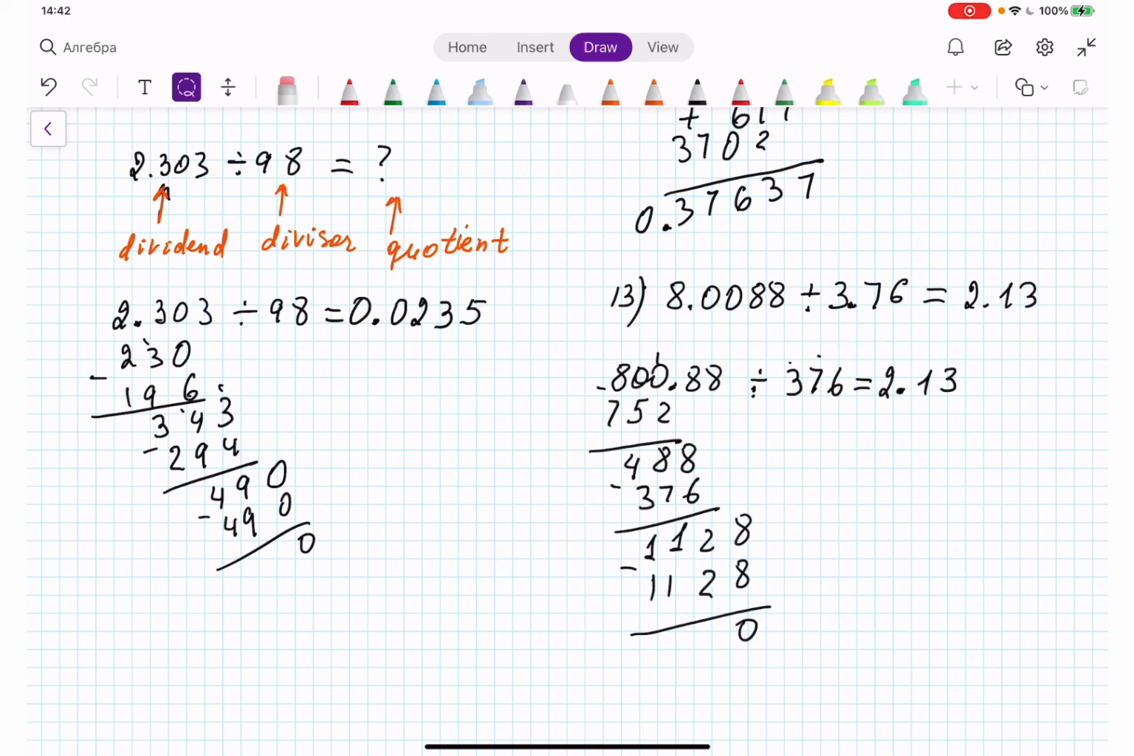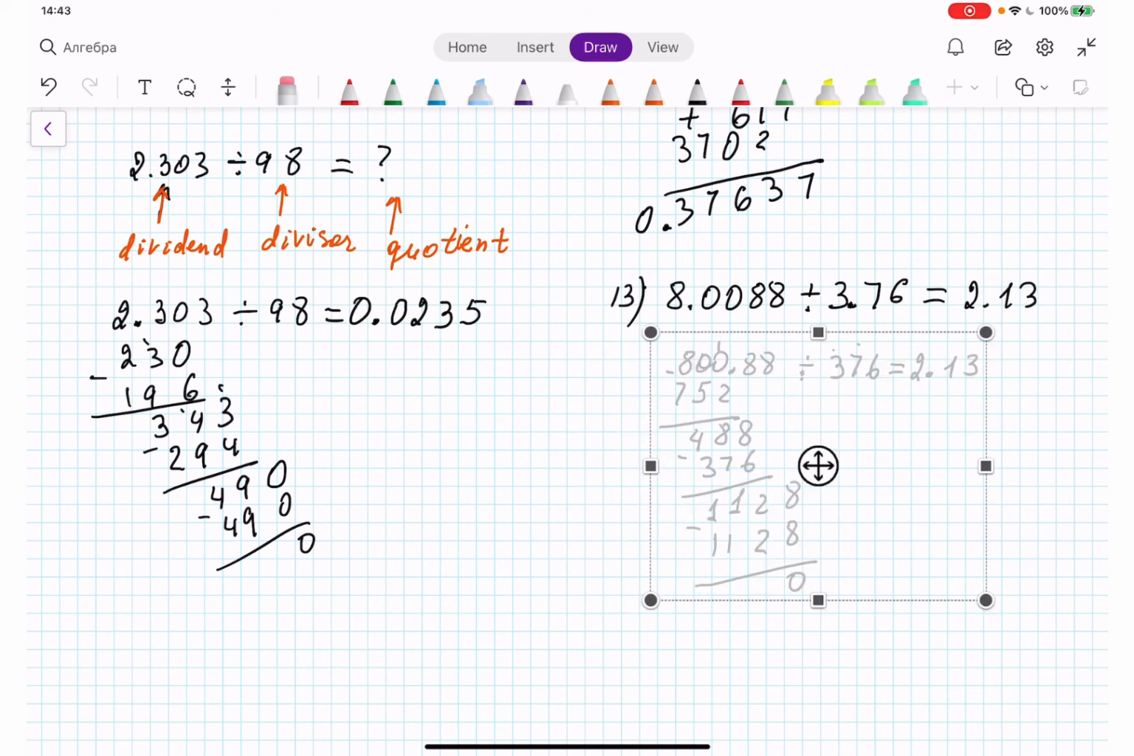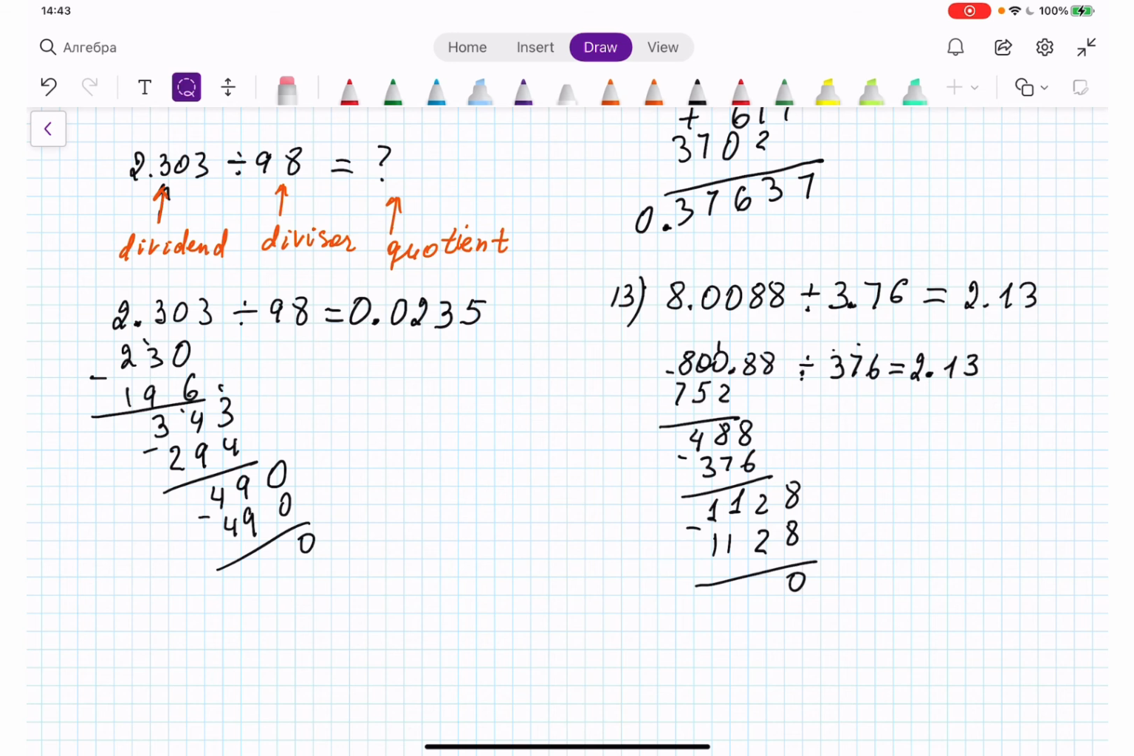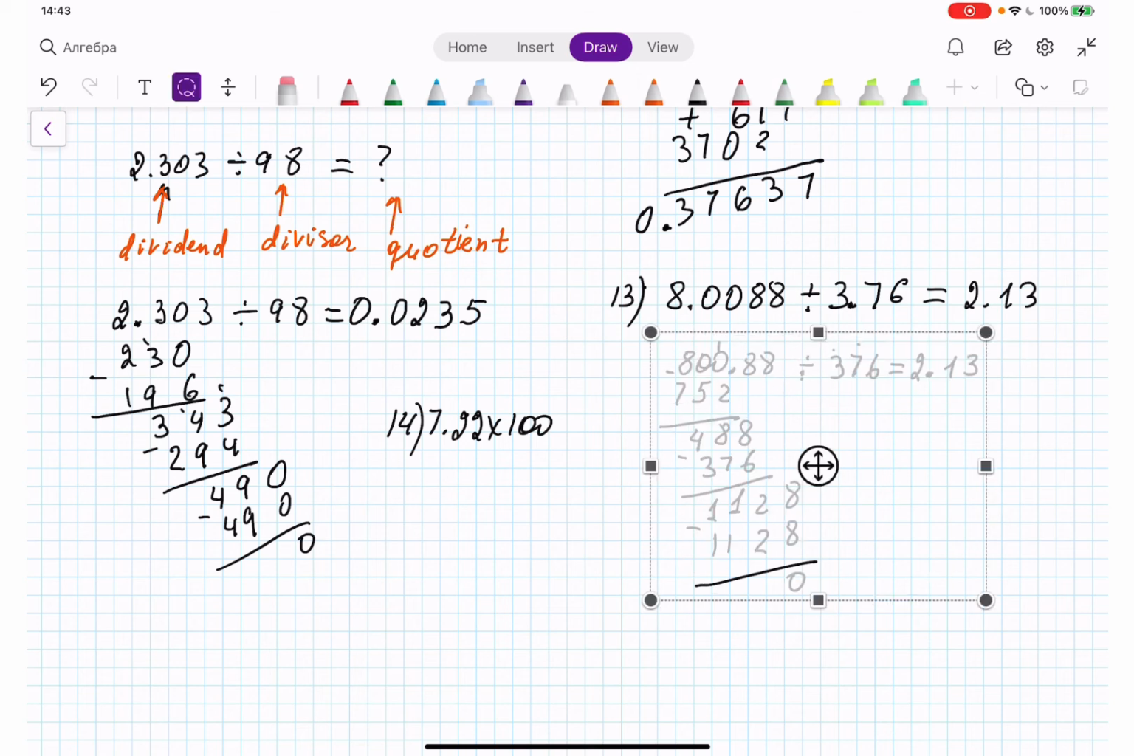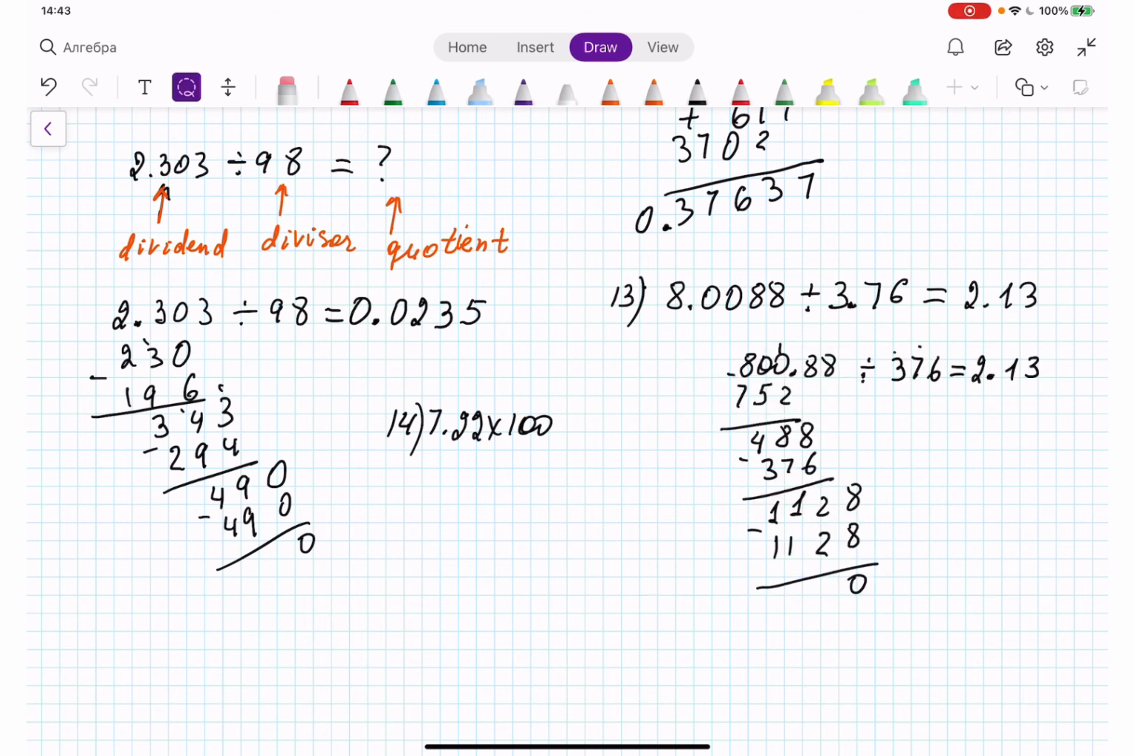Okay. Moving to question number 14. Okay. Question number 14. .22 multiply by 100. Let me move this further. Let me rewrite it.